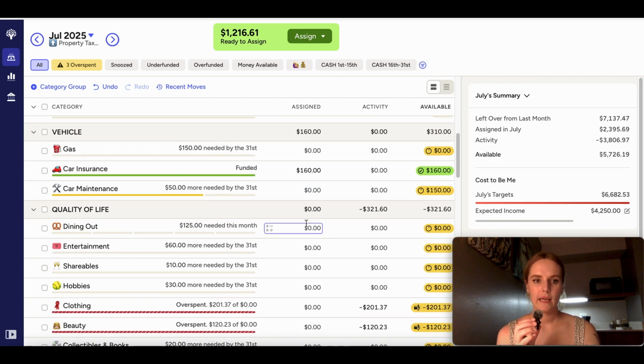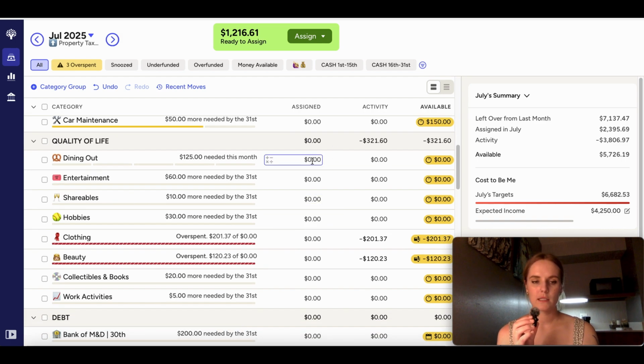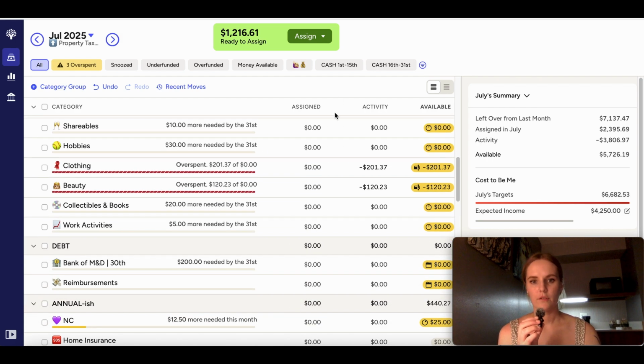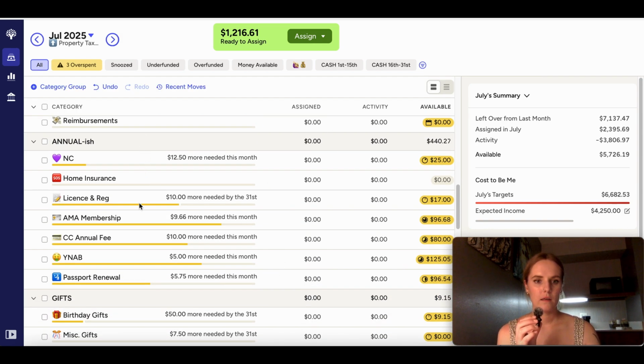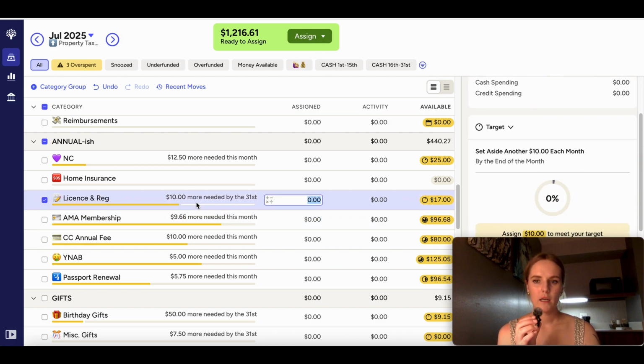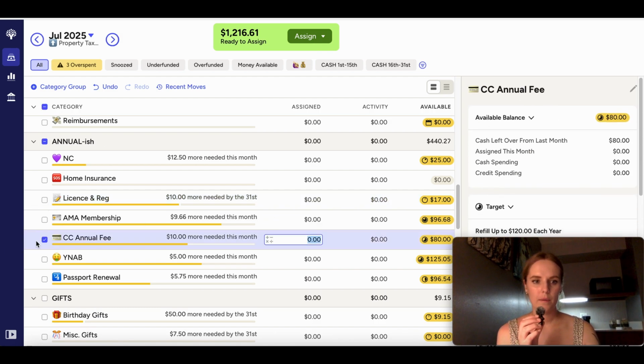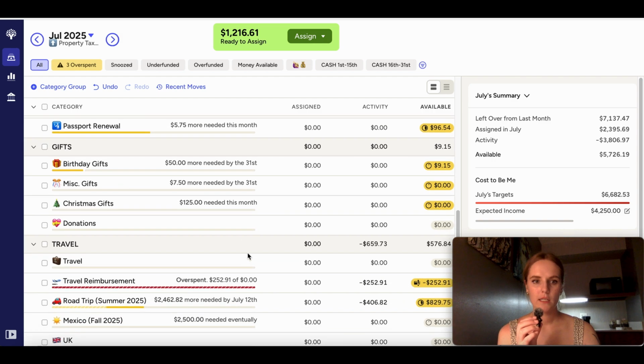The car maintenance can probably wait until my next check. I shouldn't need any dining out money because we're traveling. Same with entertainment. Can wait till the next check. I think all of these things, other than covering the overspending, of course. When is this one? This is August, so that's okay. My car registration, I believe, is September. So I think all of these things are okay to wait until my next check.